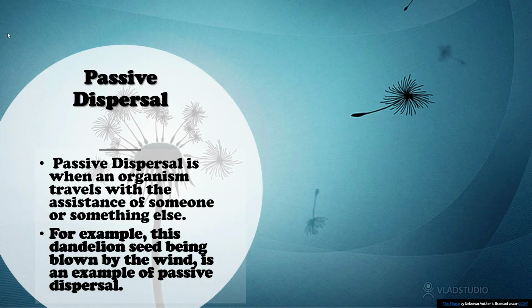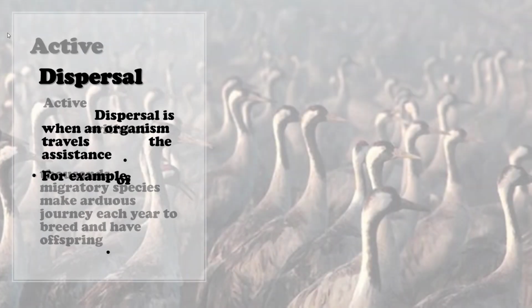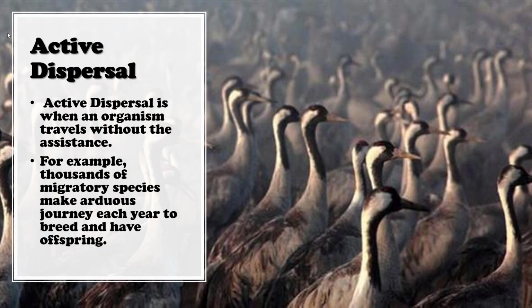Passive dispersal is when an organism travels with the assistance of someone or something else. For example, this dandelion seed being blown by the wind is an example of passive dispersal. Active dispersal is when an organism travels without assistance. For example, thousands of migratory species make arduous journeys each year to breed and have offspring.